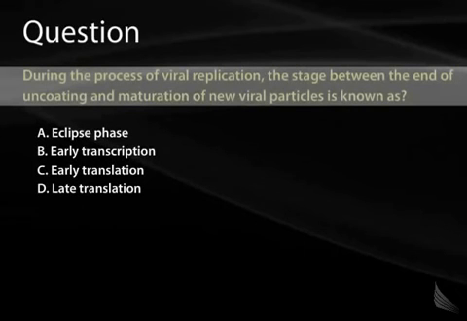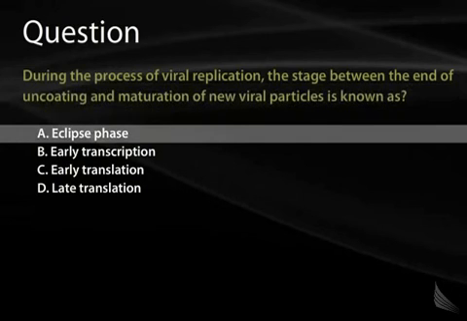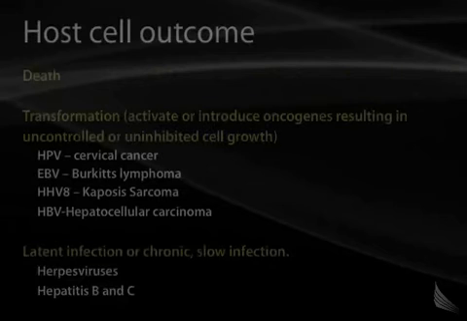Next question. During the process of viral replication, the stage between the end of uncoating and maturation of new viral particles is known as. This is a name that you have to just have down cold. It's the eclipse phase. It's after uncoating, and it's before you find new viral particles, where you can't actually find any complete virions within the cell.